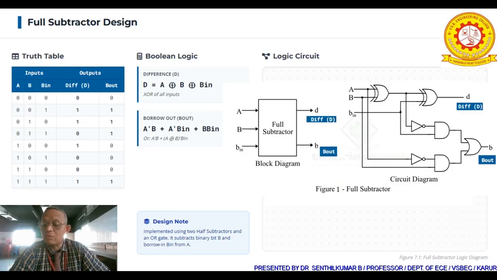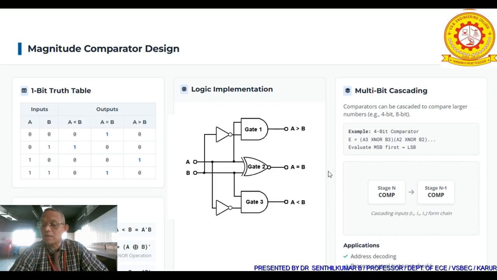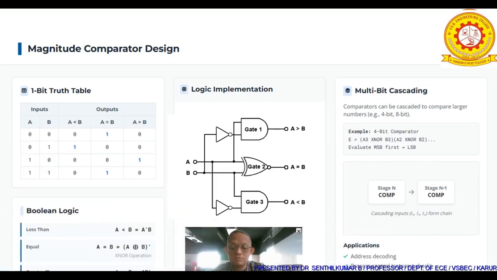Now we move on to the next topic. Now another version is called magnitude comparator. Here a single bit magnitude comparator design has been provided, but with the help of this idea you can do any n number of bit magnitude comparator. So this is a single bit magnitude comparator design.